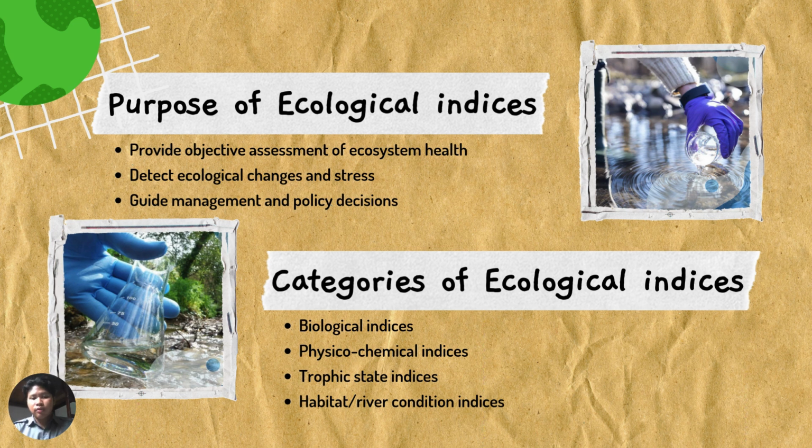So ecological indices fall into several major categories. They are biological indices, physical chemical indices, trophic state indices, and also habitat or river condition indices. Each category targets a different aspect of ecosystem condition, so the selection depends on what we are trying to assess. And the purpose is straightforward: to objectively assess ecological health, detect stress or disturbance, and support informed management. Without indices, ecological monitoring becomes fragmented and inconsistent.